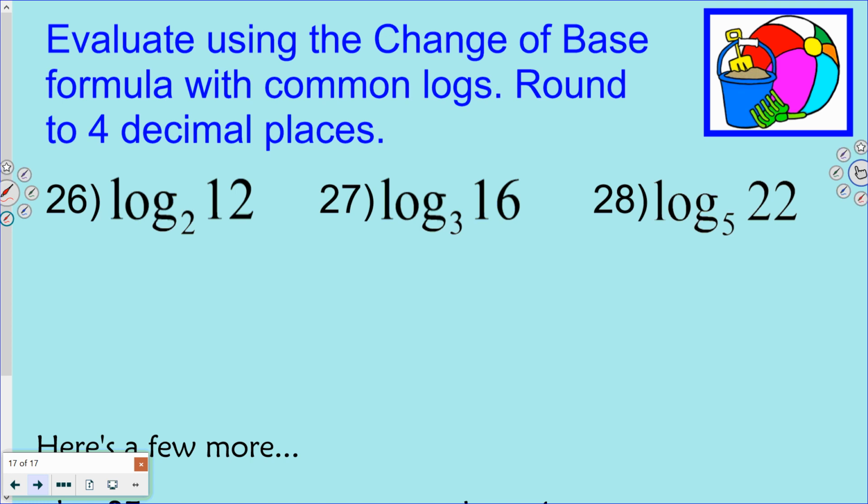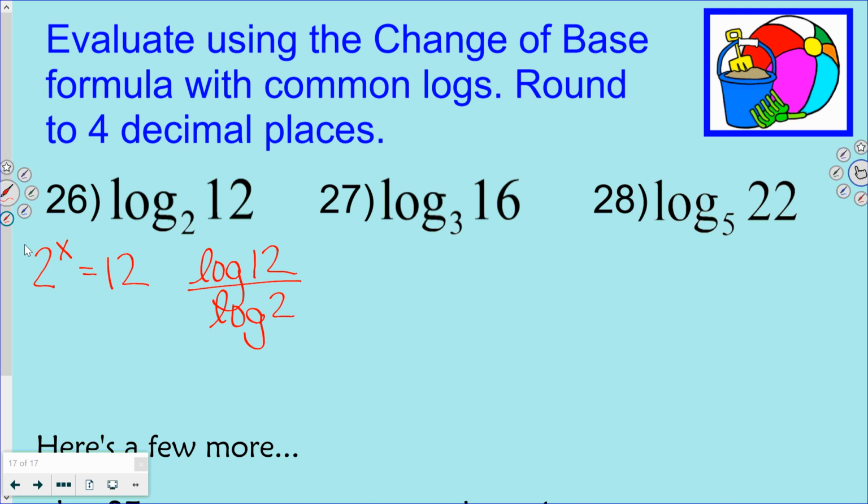So 26. Again, what does the log mean? What is it asking? Yes, it's asking you 2 to what power equals 12. That's what you're trying to figure out. So now there's not a nice pretty one, right? Because 2 to the third was 8, 2 to the fourth is 16. It's somewhere in between there, so I don't know. So we can grab our calculator and do log of 12 divided by the log of 2.